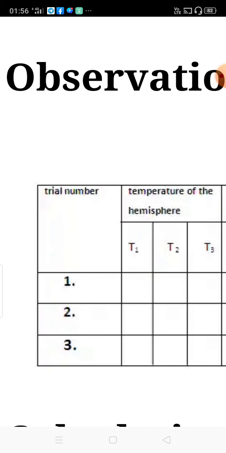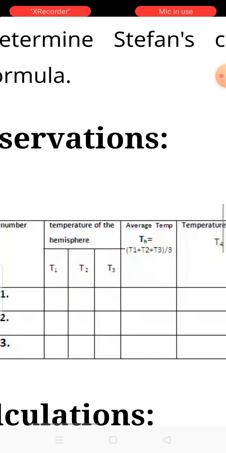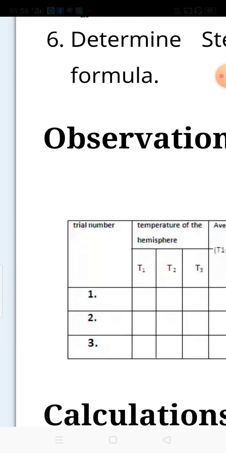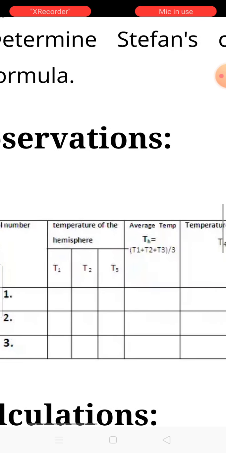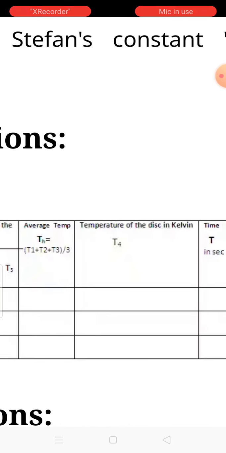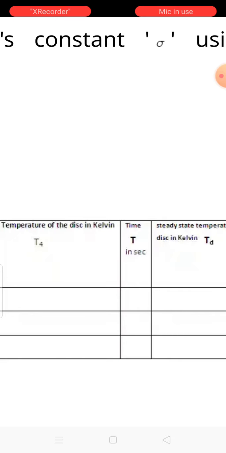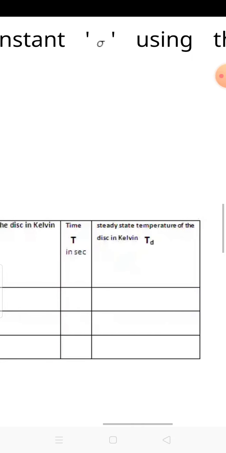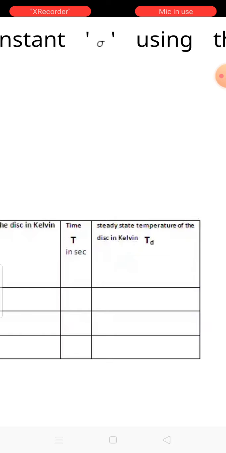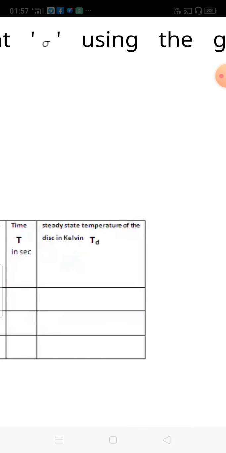The observations should be noted in the table. It was also shown in the simulation software. There are three serial numbers, that means you have to take three readings. Then T1, T2, T3 will be noted for each observation. Finally, the average of T1, T2, T3 is Th. Then T4 is the temperature of the disc in Kelvin. Then the time t taken and the steady state temperature of the disc in Kelvin, Td, that means the temperature at the time when T4 was constant.